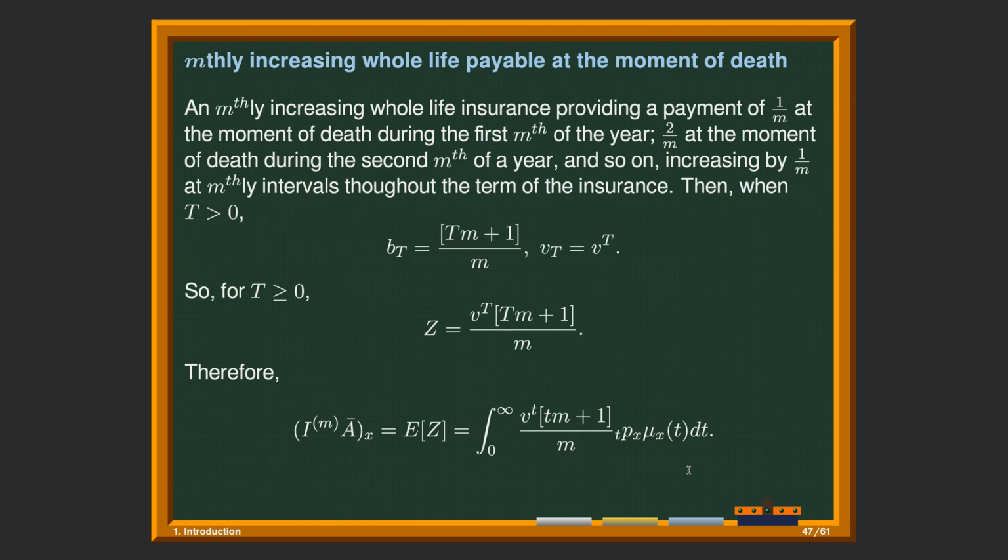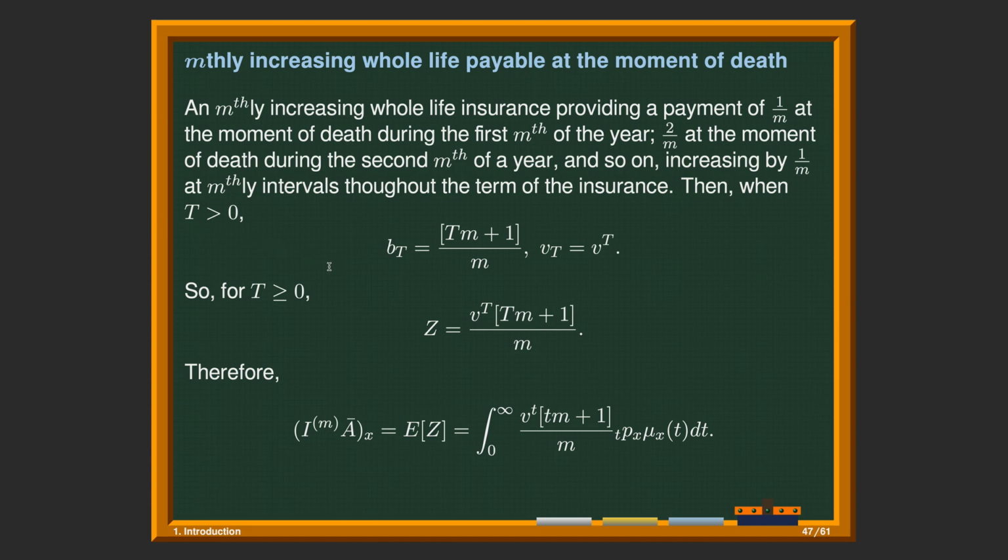Another type is the one that increases every mth of a year. So an mthly increasing whole life insurance. And the benefit is as follows. It pays 1 over m at the moment of death during the first mth of the year, 2 over m at the moment of death during the second mth of the year, and so on, increasing by 1 over m at the mthly intervals throughout the term of the insurance.